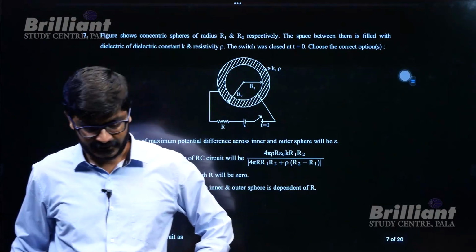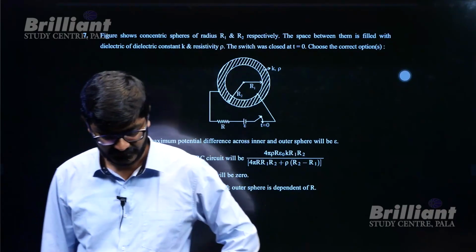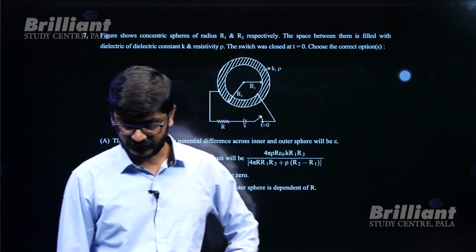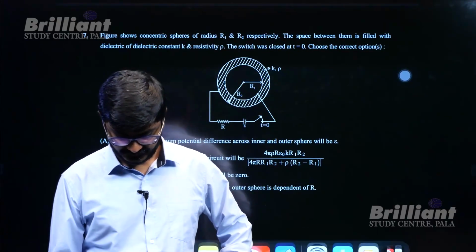Figure shows concentric spheres of radius r1 and r2 respectively. The space between them is filled with dielectric constant K and resistivity rho. The switch is closed at t equals 0. Choose the correct options. Okay.